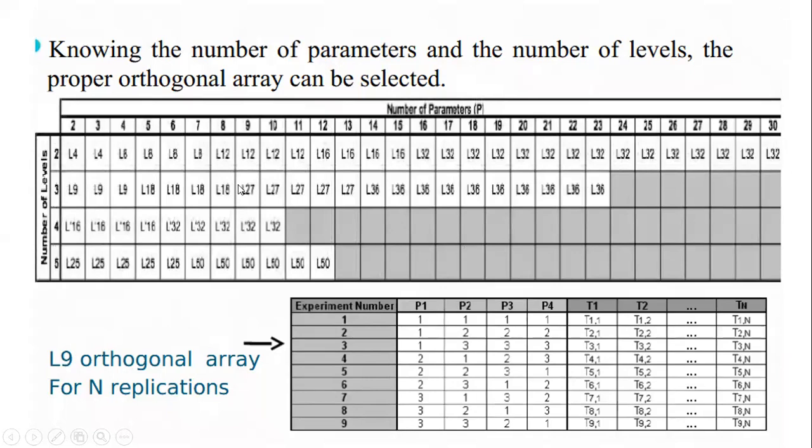Then we can download the L18 design from the internet, and this is for the L9 design. So there are four factors, and there are three levels we are going to check. So how many factors? Four. Then level three. So L9 is the appropriate design to select. So you can see the L9 design here as an example, and how the raw materials are changed.